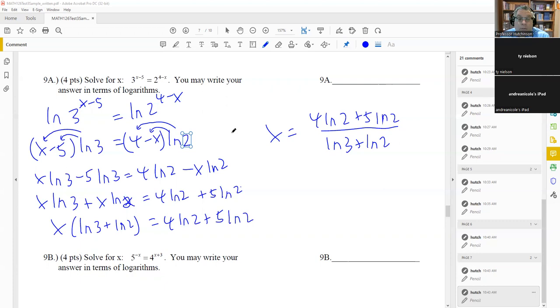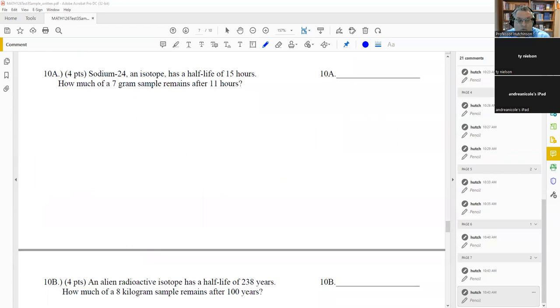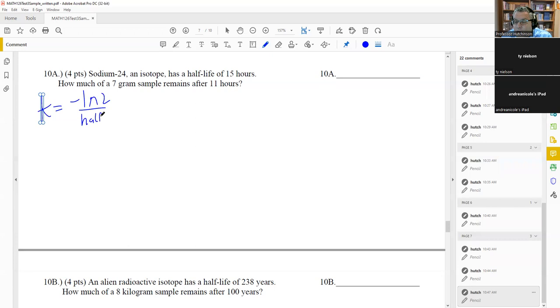Now, number 10, we're getting into the half-life. It's a half-life problem. And for half-life, this is a formula that you want to have written down. Negative ln 2 over half-life is going to give you the k value that you need in order to answer this particular question. So we put that in there.